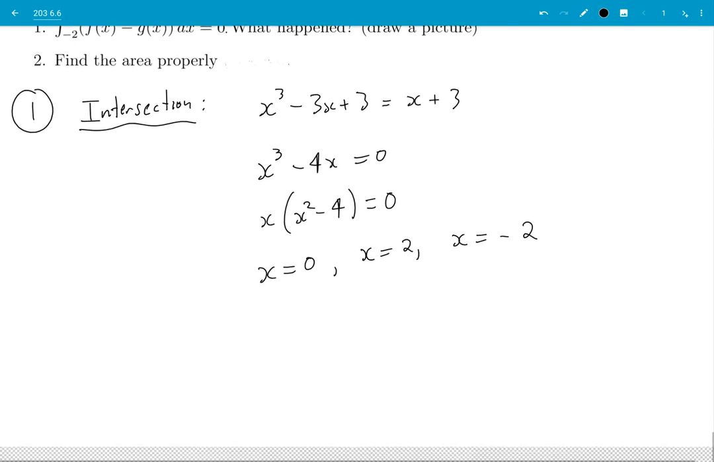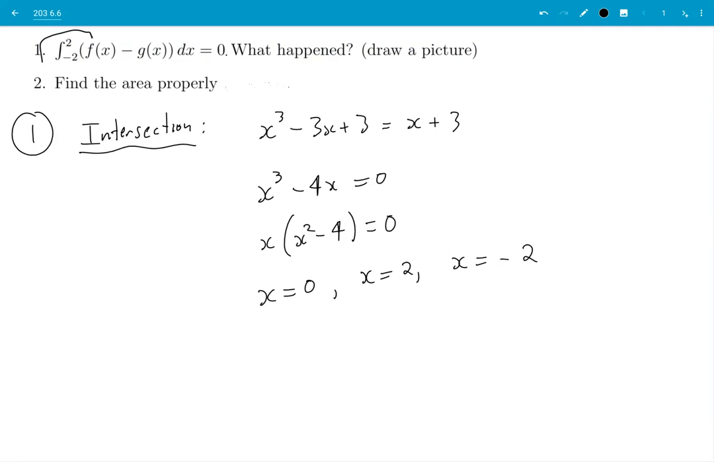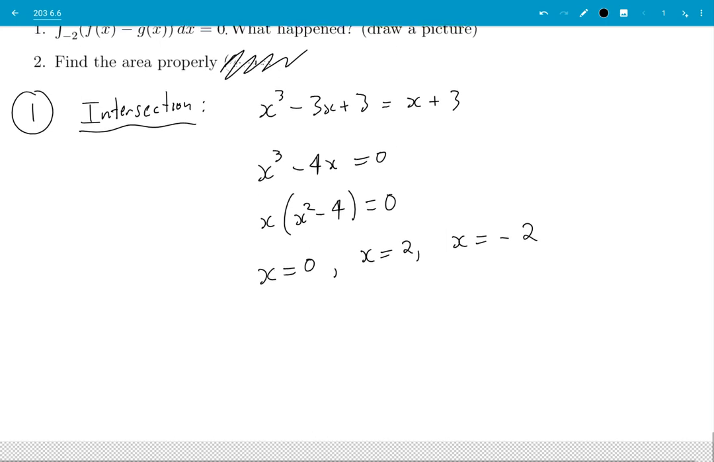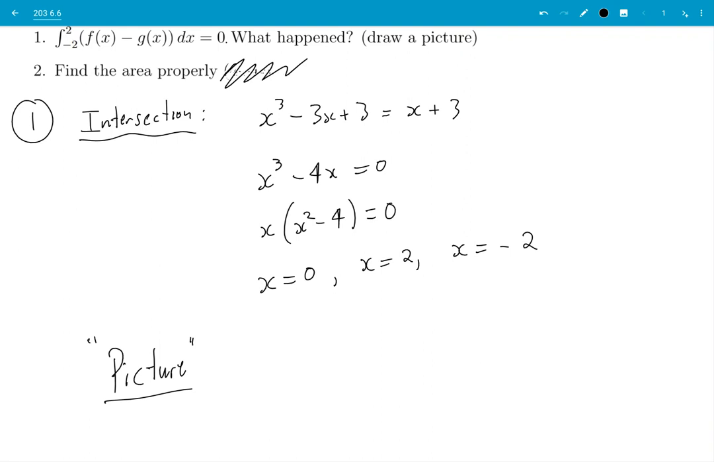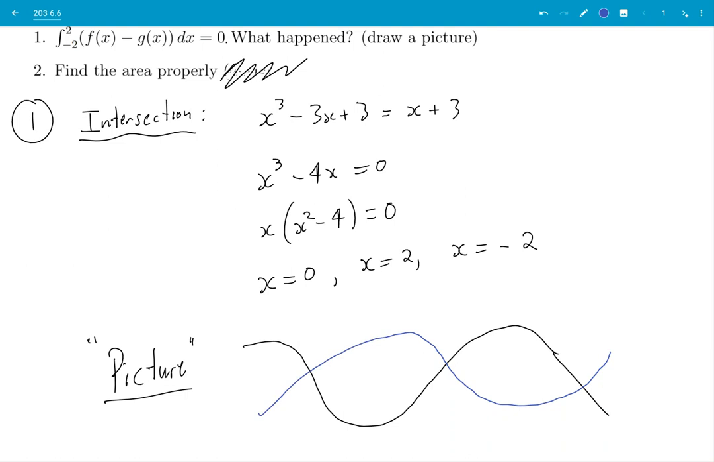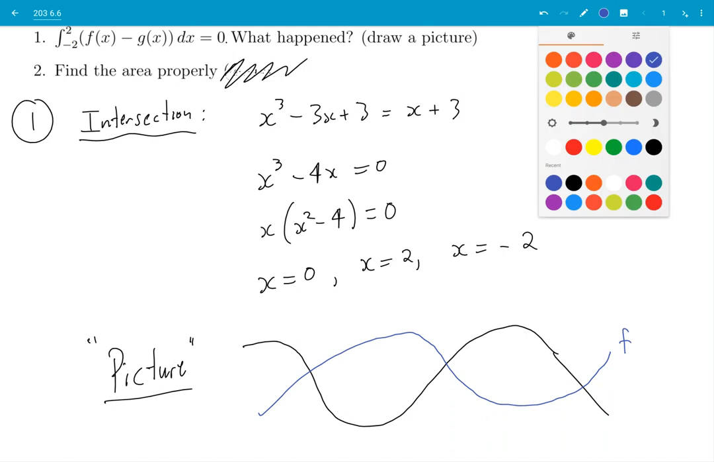So I think what's happening: the question tells me that this integral here ends up being zero. You can confirm that if you want. What's going on here? Let's say a picture. I'm not going to draw an accurate graph. You have three intersection points. So it's going like this, and my other curve is going like this. Which one is which doesn't really matter. Let's just write f and then we'll write g is the other one.